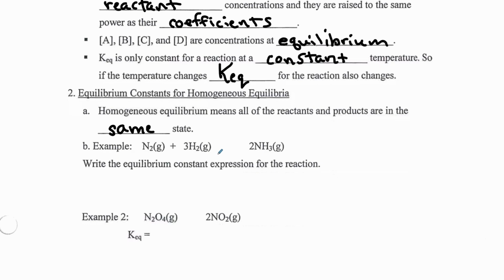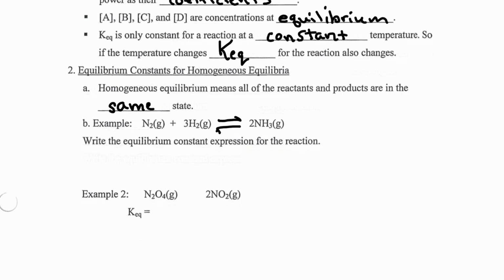We've looked at this reaction already. Nitrogen gas plus hydrogen gas produces ammonia gas. So I'm just going to add in my double arrow here. Okay, so we're going to write this out in an equilibrium constant expression. That's really what we're doing. We're just going to write it out.